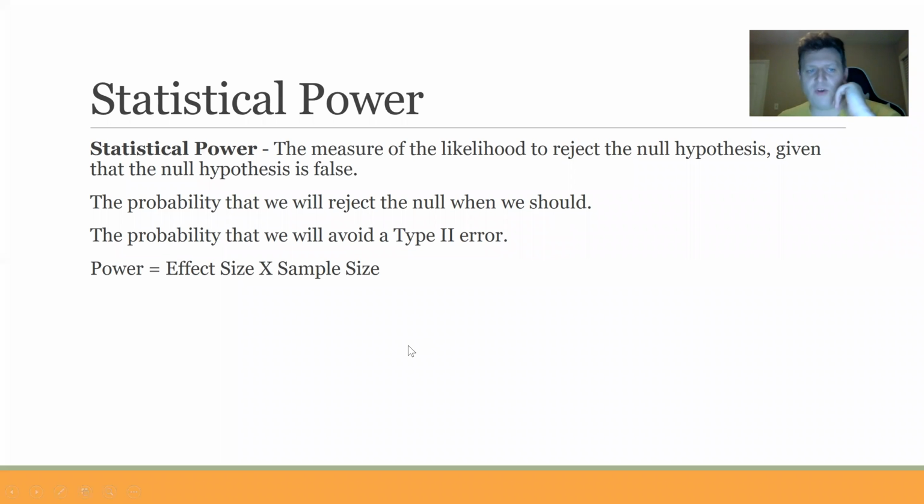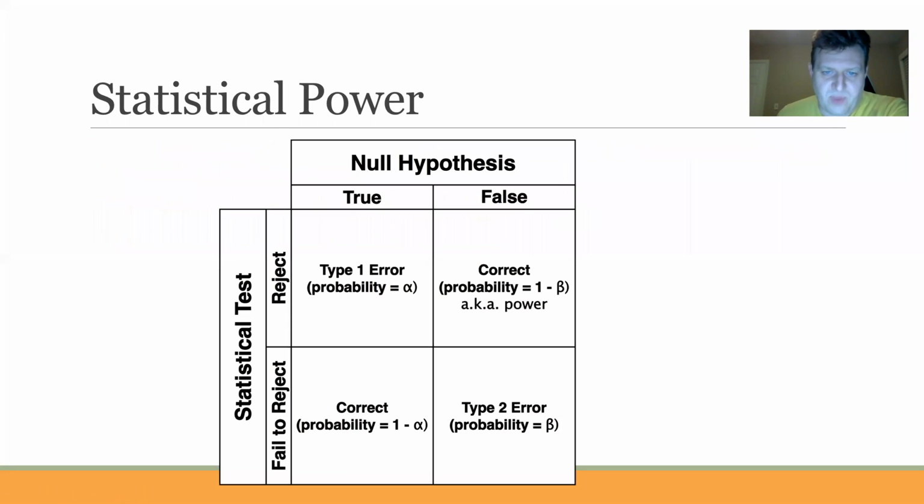Okay, so power is a function of both the effect size, how large the effect size is. If the effect size is big, we're automatically going to have a lot of power because it's easy to detect the effect, and the sample size. The more subjects that we have, the easier it is to tell that there is a significant difference.